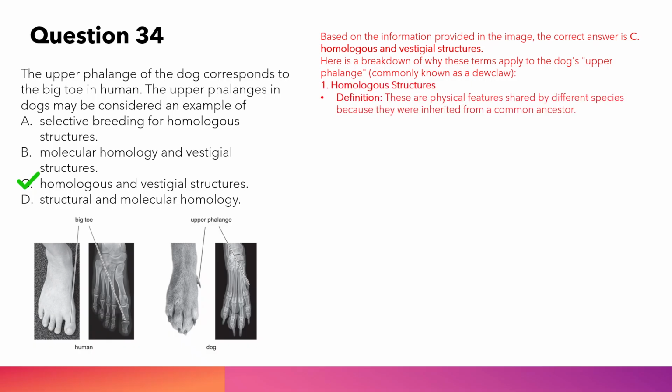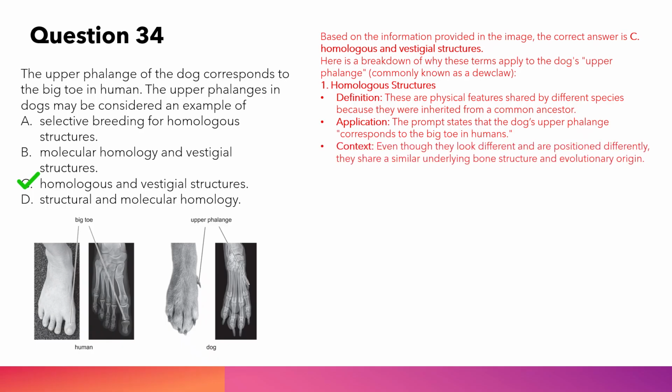1. Homologous structures. Definition: these are physical features shared by different species because they were inherited from a common ancestor. Application: the prompt states that the dog's upper phalange corresponds to the big toe in humans. Context: even though they look different and are positioned differently, they share a similar underlying bone structure and evolutionary origin.